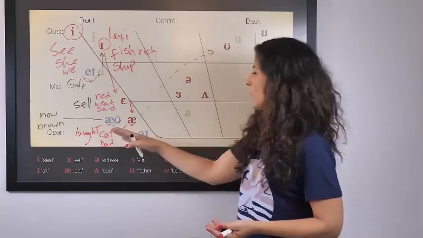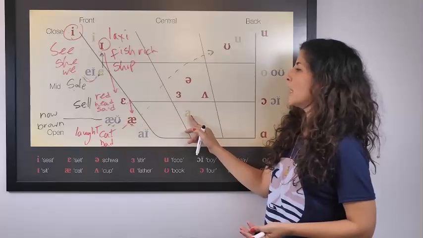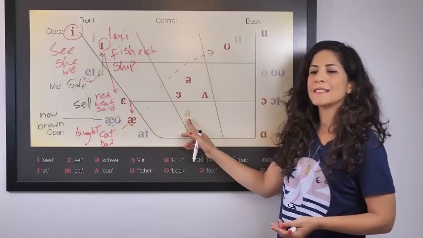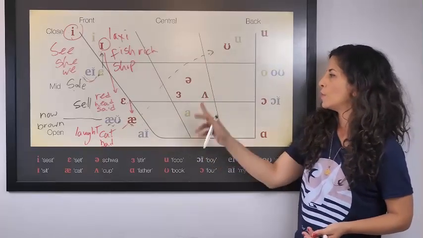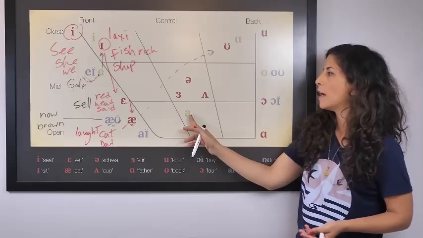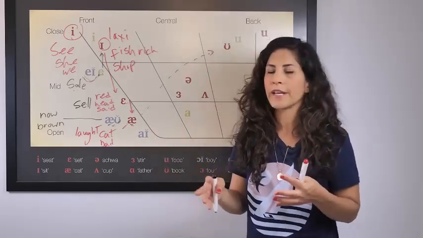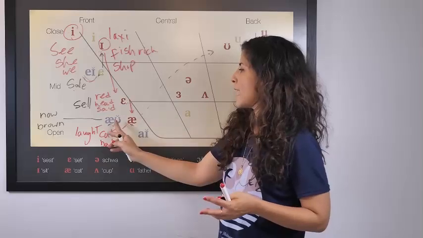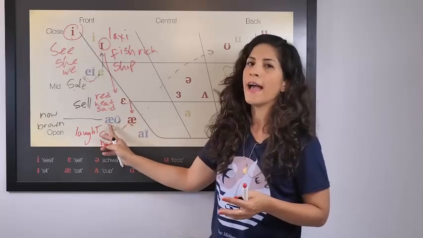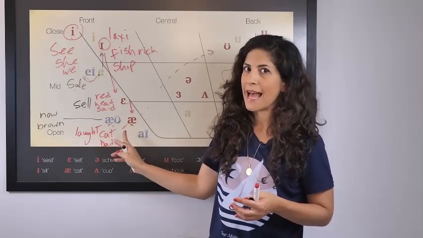What have I done here? I just pulled my tongue back and I started with a more neutral a sound. But if you are going for the American accent, then the first sound is definitely closer to the a as in cat, sound.